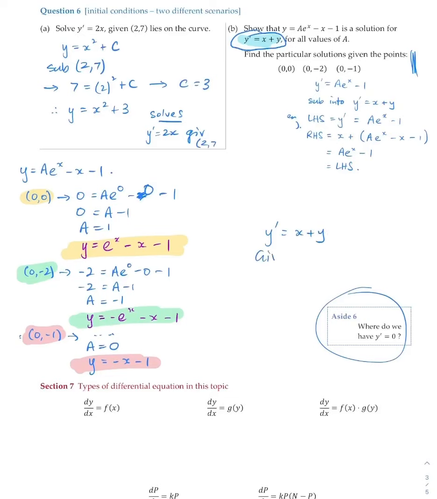And so if we're seeking y dash equals 0, then that means that x plus y equals 0, or y equals negative x. Okay, so keep that in mind for when we have a look at GeoGebra as well.